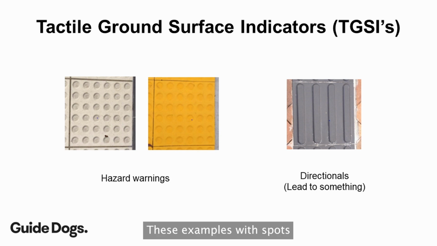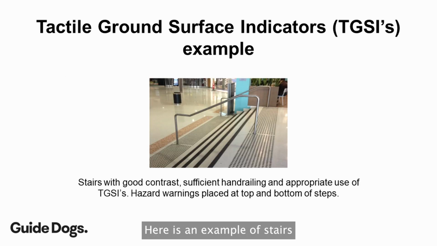In these examples, the spots are called hazard warnings and the directionals lead to something. Look out for them in your environment. Here is an example of stairs with very good contrast, sufficient hand railing and appropriate use of TGSIs, tactile ground surface indicators. The hazard warnings or the spots are placed at the top of the stairs and at the bottom of the stairs.